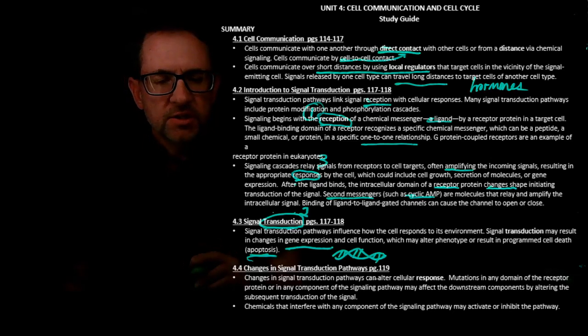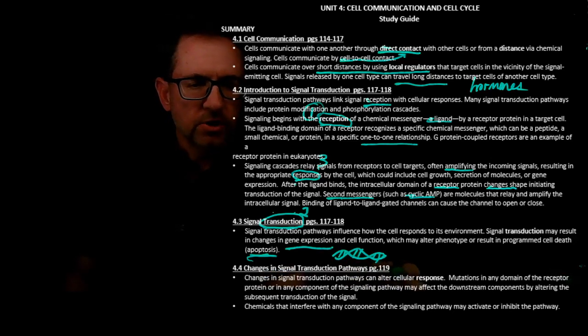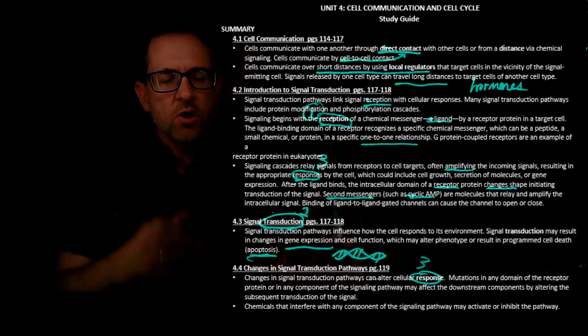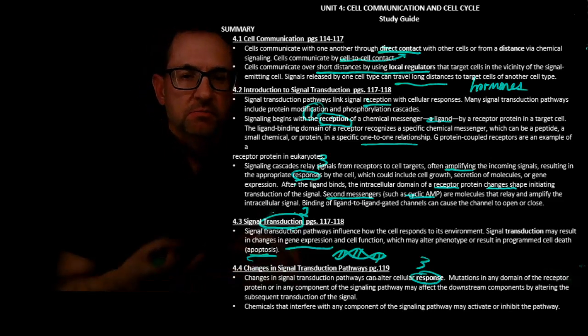4.4, changes in signal transduction pathways. They often elicit a response, which we talked about here. I guess this would be where I should circle number 3, okay? The response down here. So we said again, reception, transduction, response. For this one, mutations in any part of the receptor or the protein will affect the downstream parts.